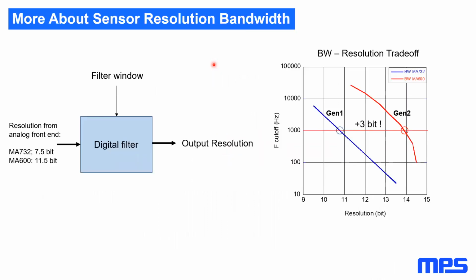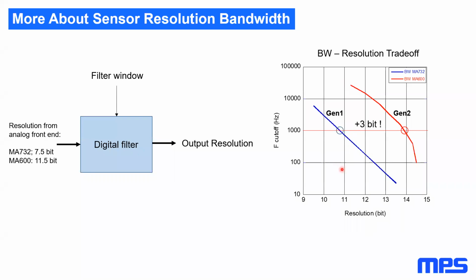So let's take a look at, we showed the 702. The 732 is the same part that has a programmable filter. I mentioned that's an older part, and we'll compare that to one of our newer parts, the MA600, and there's a difference here. This is a Hall-based part, and this is a TMR, a tunneling magnetoresistive part.